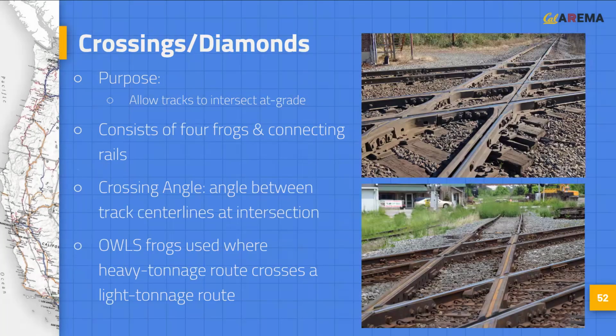A crossing, also known as a diamond, is a device used at the intersection of two tracks, allowing them to cross at grade. A crossing consists of four frogs and the necessary connecting rails. The crossing angle is defined as the angle between the track center lines at their intersection. For locations where a heavy tonnage route crosses a light tonnage route, one-way low-speed frogs can be used to allow for higher speeds and reduce maintenance for the heavy tonnage route.